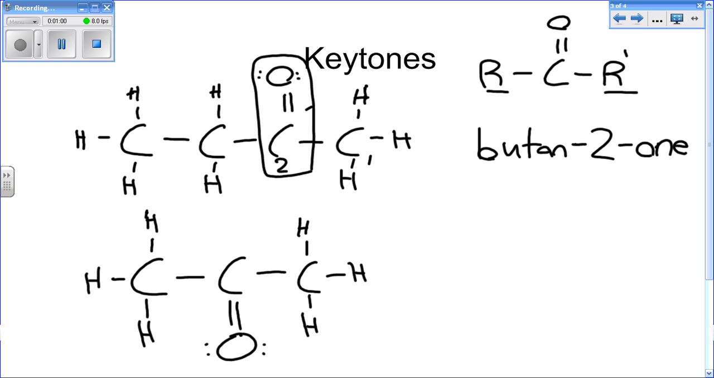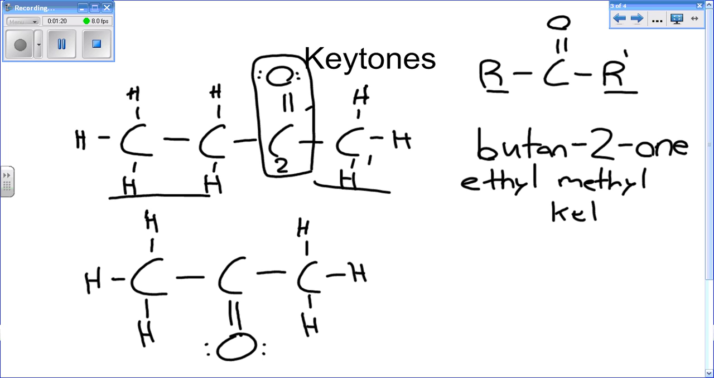The other way of naming it is focusing on everything but the functional group, so the R and R prime. And in this case, you go in alphabetical order. So this is a methyl and an ethyl, and ethyl, or E, is obviously before M, so you start with ethyl, methyl, and you end this way with just ketone.